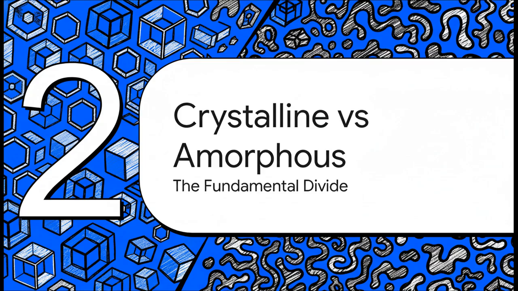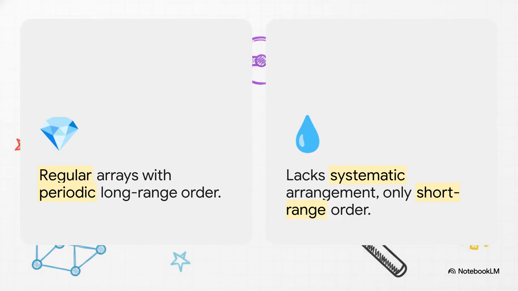Which brings us to Section 2, crystalline versus amorphous solids, the fundamental divide. So the absolutely crucial point here is how atoms organize themselves when they solidify. We basically have two main camps. First, crystalline solids. These feature regular, ordered arrays of components. They exhibit periodic, geometrical arrangements over large atomic distances, which is what we call long-range order.